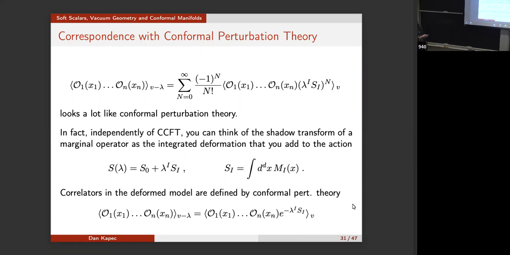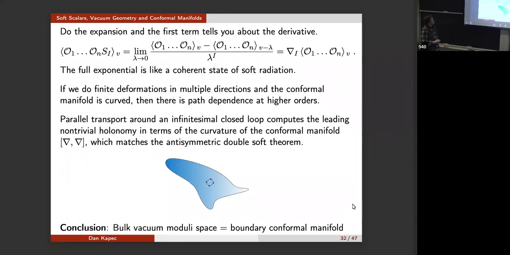Okay, but these formulas are exactly the same as we have in the nonlinear sigma model, sort of reduced by 2 dimensions. And in particular, if you just take conformal perturbation theory, do it to first order, that tells you about the derivative of the correlation functions, which was exactly the soft theorem in the nonlinear sigma model. And of course, we had non-trivial holonomy if the vacuum manifold was curved. If we have a conformal manifold, there can be basically Berry curvature where we do a closed loop in the conformal manifold. That also computes the curvature and is equivalent to the antisymmetric double soft theorem.